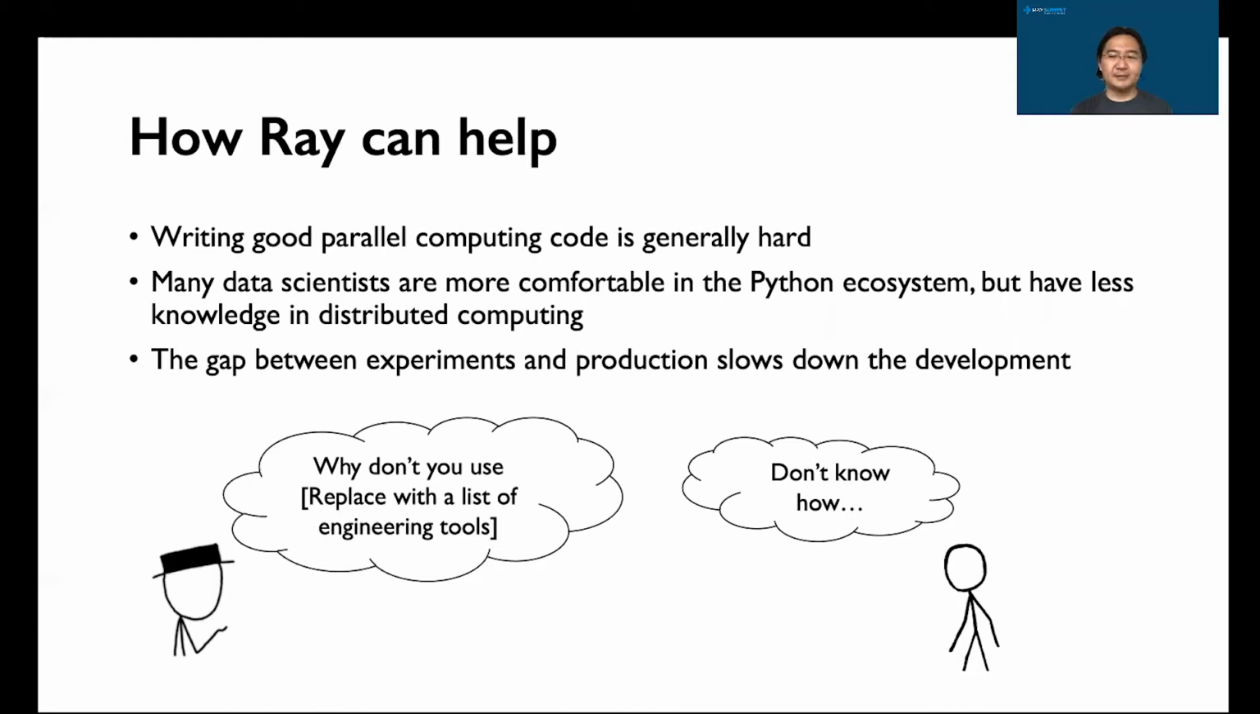People can write some naive parallelization code, but when it comes to these complicated parallelized data pipelines, they're relatively powerless to do that. Of course, you can mention there are a lot of tools out there, but each tool will have some learning curve for data scientists, and it will definitely take time and effort for them to fully understand and use these tools efficiently. And so there's a gap between these experiments and the production that actually slows down the development.